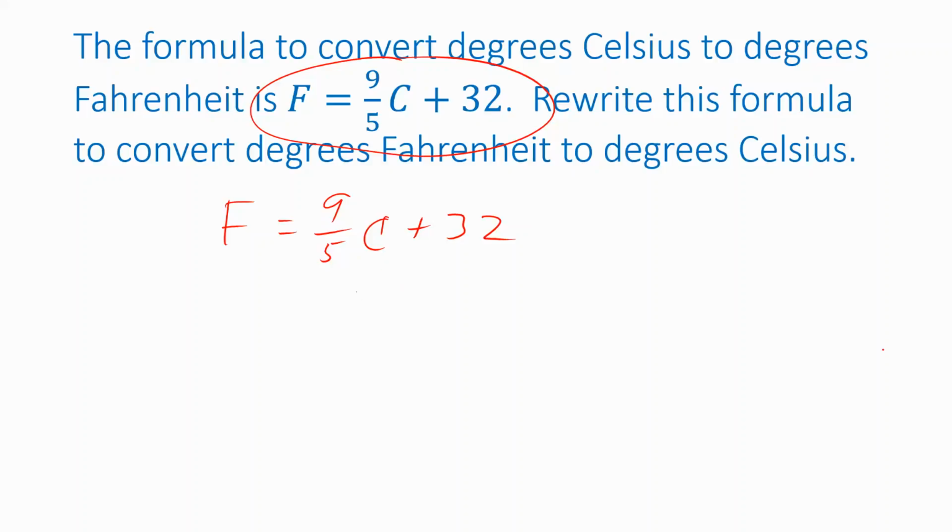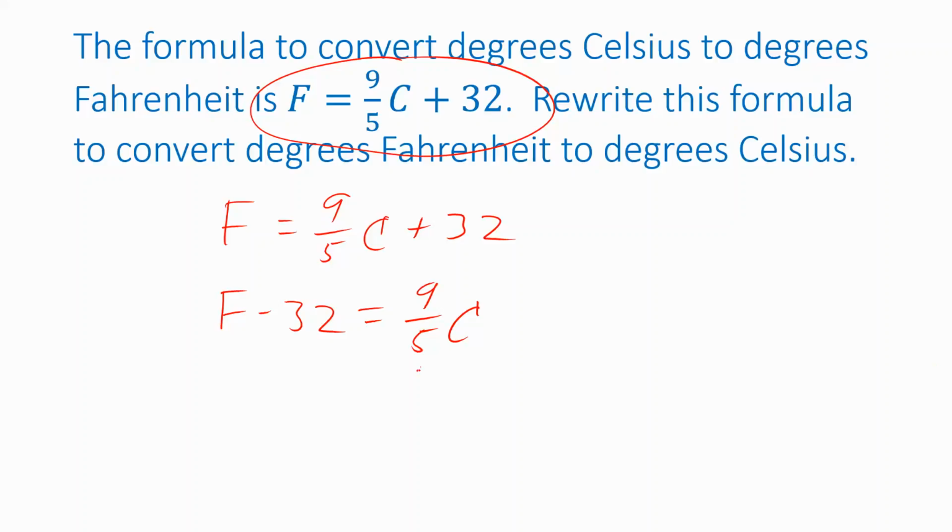Well, I can start by subtracting 32 from both sides of this equation. So F minus 32 equals 9/5 times C. Now I had plus 32 and then I subtracted 32. So those cancel and I'm just not even going to write them. This is the idea of moving something to the other side of the equation, but it's better if you think of it as subtracting it from both sides.